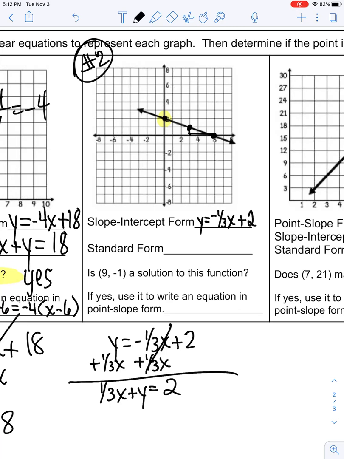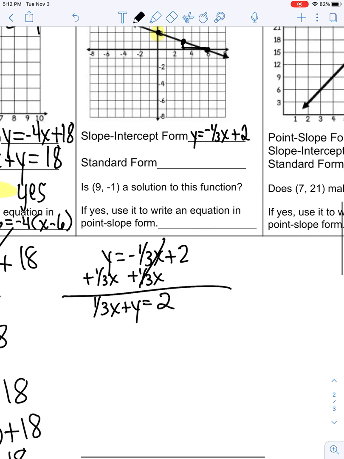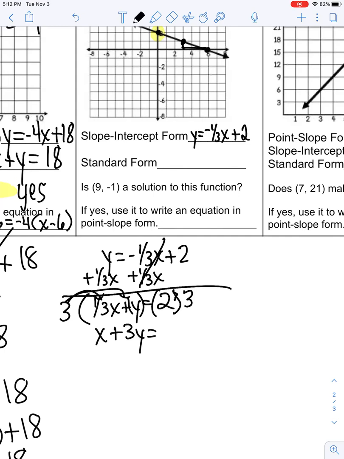Is this in standard form? No, it's not, because it has a fraction. So I'm going to multiply everything by 3. So this is going to become 1x, or just x. That's 3 times 1/3. 3 times 1y becomes 3y equals, and 2 times 3 is 6. So now I have my equation in standard form.